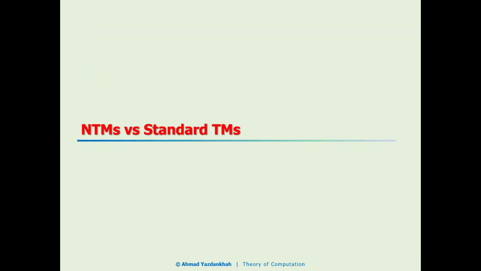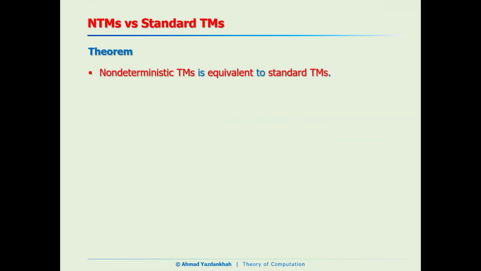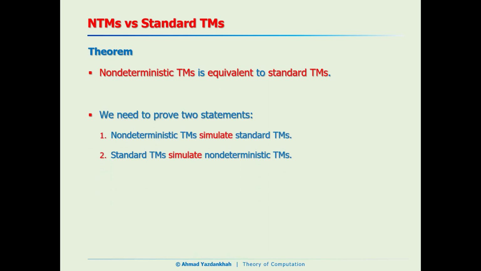In this section, we want to find out which one is more powerful: non-deterministic Turing machines or standard Turing machines. We have a theorem saying both of them are equivalent. So how can we prove this theorem? Again, we have two things to prove: non-deterministic Turing machines can simulate standard Turing machines, and vice versa.